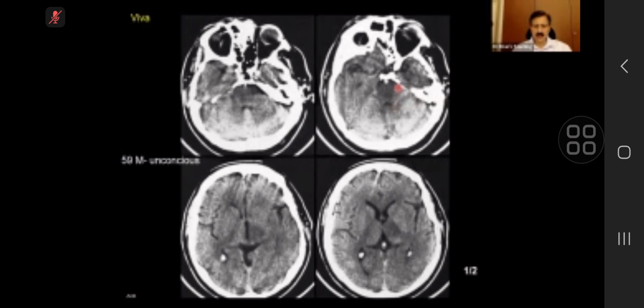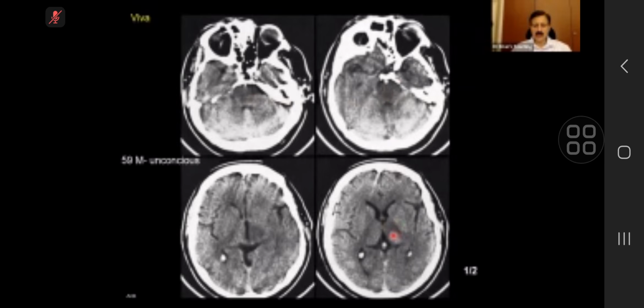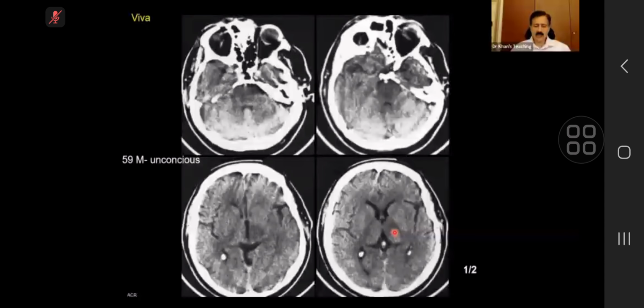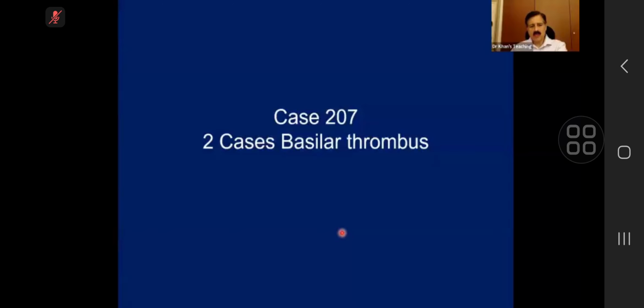In this particular case, the learning point is that initially you will always be in doubt, because there is a lot of artifact from the petrous ridge, and you will never be confident initially: is there an infarct there or not? Look at the thalamus, compare right and left. Even in this case, you can see that there is some hypodensity in the thalamus. So this increases your confidence. And this is the follow-up of this case.